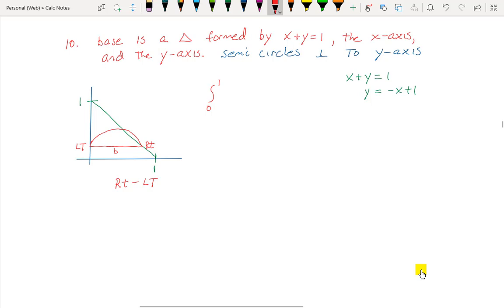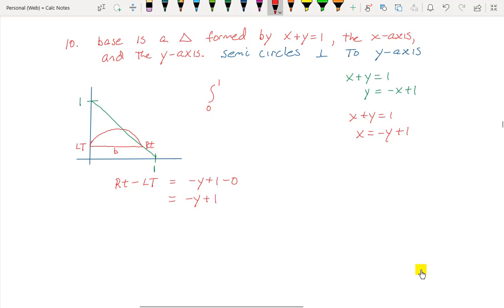x plus y equals 1, but since we're perpendicular to the y-axis, now I need this equation solved for x. So x plus y equals 1. If I solve for x, I get x equals negative y plus 1, or 1 minus y might even be easier on this one. So the right side of this is going to be negative y plus 1 minus the left side, which is just 0. So hopefully that one was kind of obvious. And this is just going to be negative y plus 1 as our base.